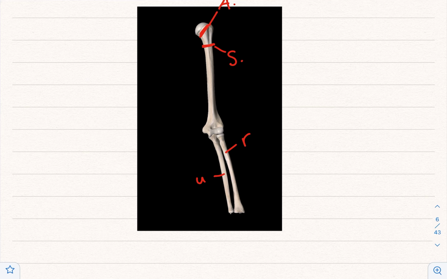Anything else with it? Oh yeah, you've got different things here. These lines are called collateral ligaments. You've got the ulnar collateral ligament, UCL, and then the radial collateral ligament. They stabilize the arm so it doesn't go out at a weird angle. It allows for the hinge joint to work well.